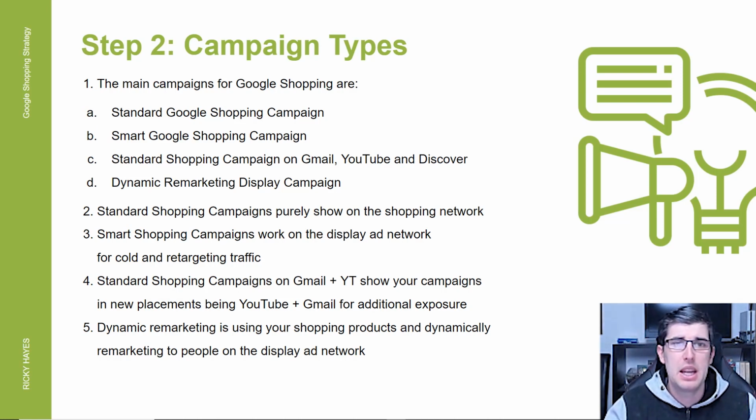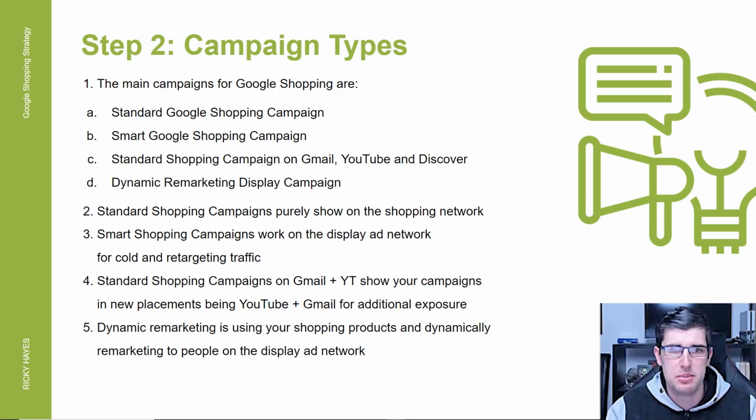So the main campaigns for Google Shopping are standard shopping, smart shopping, standard shopping campaign for Gmail, YouTube, and Discover. Discover being basically display ads, so on a blog, on a news article, website. Okay, that's what that is. And then you've got dynamic remarketing display campaign. Okay, and you actually saw some of those in the video I was just showing. Those were the bottom campaigns. They hadn't had any conversions yet, but I'd only really just started trying to grow and scale that side of the business as well for additional remarketing revenue.